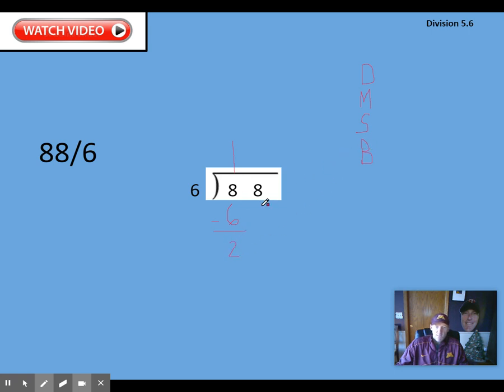The B stands for bring it on down. If there's a number that hasn't been used yet, we need to bring that down and pair it with what was left. So now this forms 28 instead of 2. Once I get to the bottom, I go back up to the top and start over. Now what am I dividing? 6 into 28. That'll go 4 times.